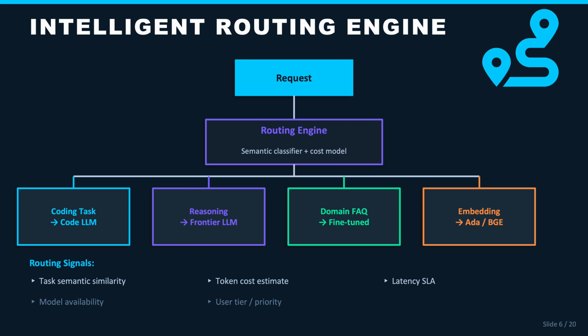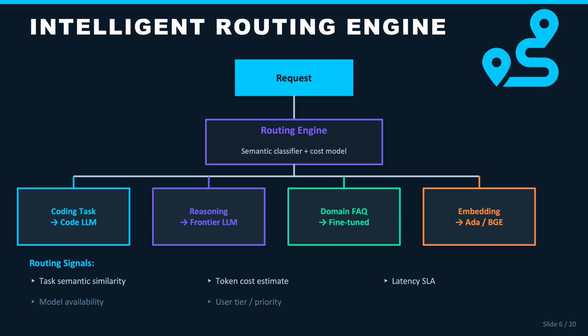Intelligent Routing Engine. The routing engine is arguably the highest leverage component in your entire mesh. Here's how it works. Every incoming request hits the router first. The router runs a semantic classifier, typically a lightweight embedding model, to determine the intent and complexity of the request. It simultaneously runs a cost model that estimates the token cost of fulfilling that request on each available model.